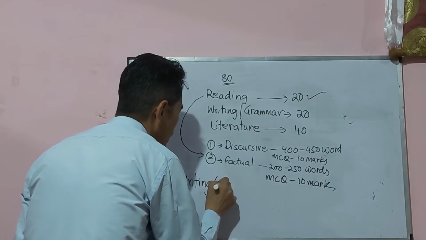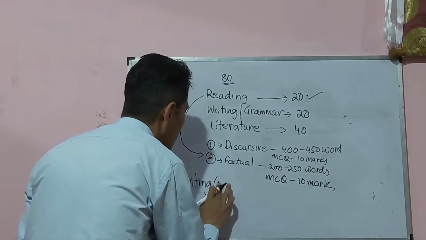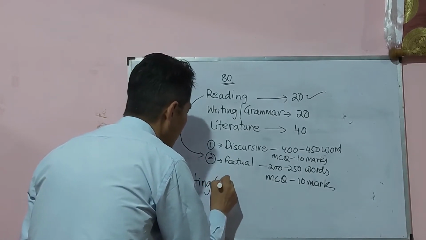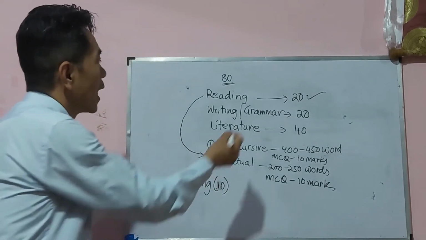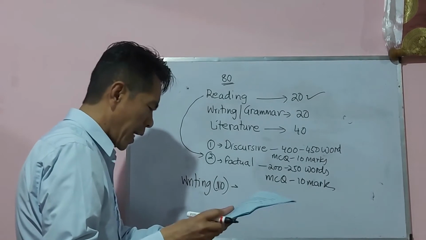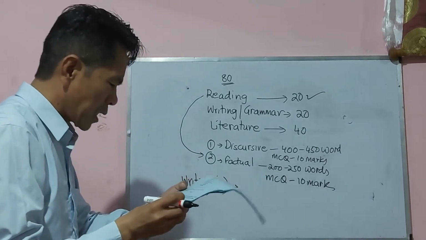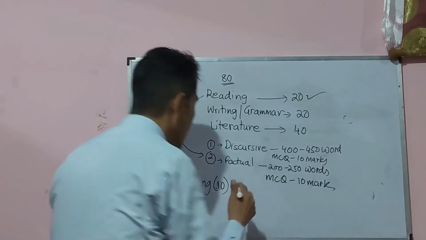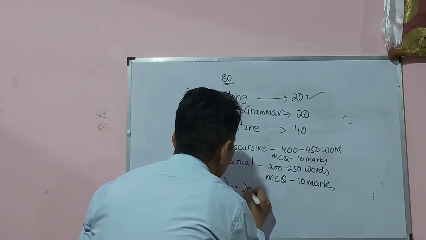Now let us talk about the writing. Writing and grammar together have 20 marks. Writing has 10 marks, and grammar has 10 marks. So first, let us talk about the writing. As far as writing is concerned, there is one descriptive paragraph.